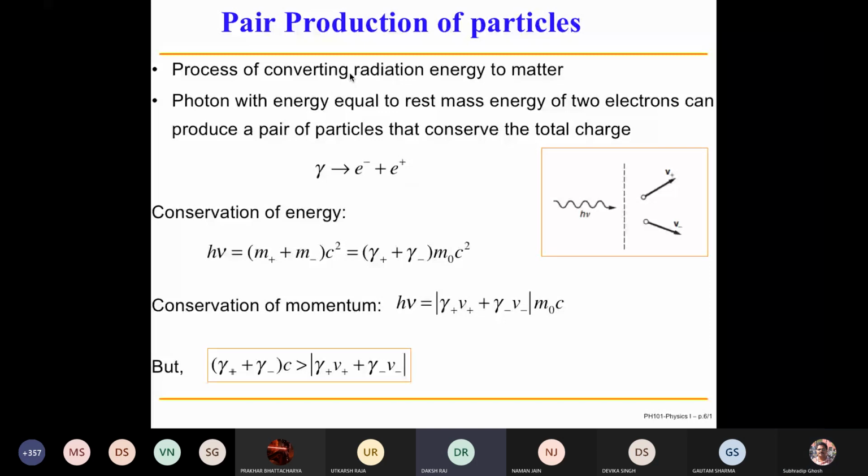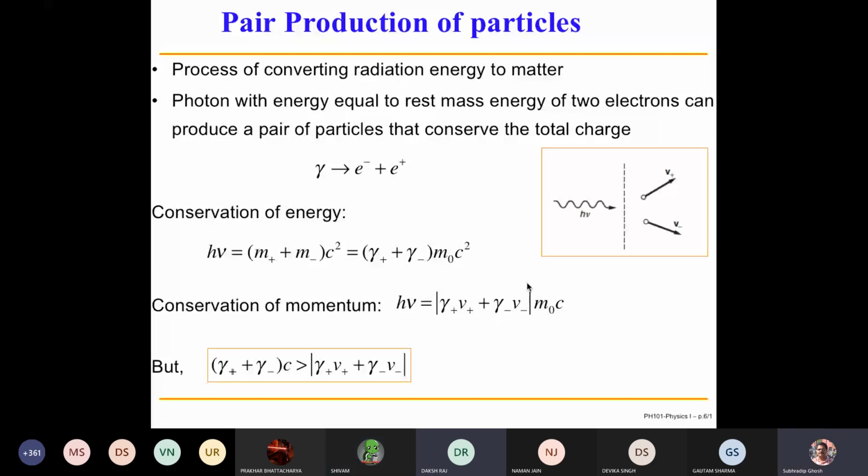How? Let us see. If I imagine that the process indeed occurs, then conservation of energy tells me that the photon energy h nu should be equal to the total energy of the electron plus positron system. So in terms of the rest mass and the Lorentz factor, this is what it is. Now, at the same time, the conservation of momentum means, what is the photon momentum? It is h nu by c. And what is the total momentum of this electron-positron pair? It is v plus and v minus, their velocities, weighted by their gamma factor multiplied with m naught.